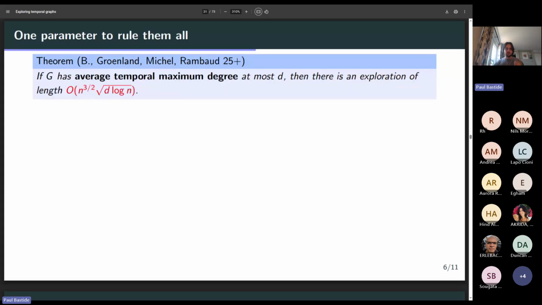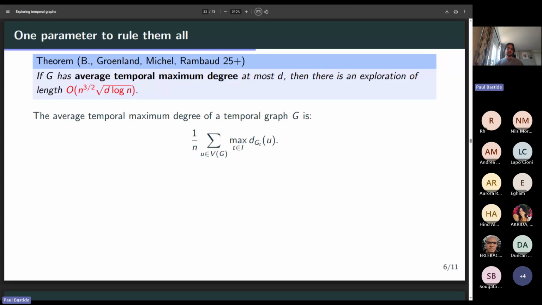It has more to do with some kind of average notion that I don't think was defined before, but please tell me if I'm wrong, which we call the average temporal maximum degree. Maybe that's a very long name. What it means is that you take the average over all vertices of the maximum over all snapshots of your degree at vertex u.